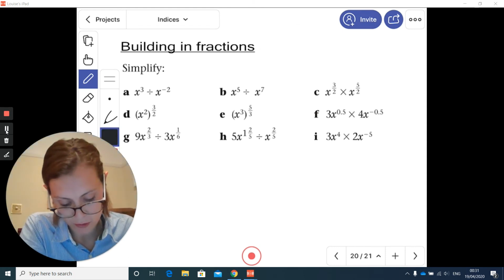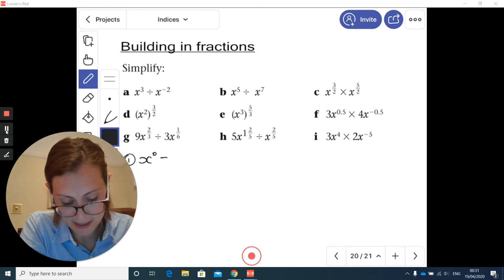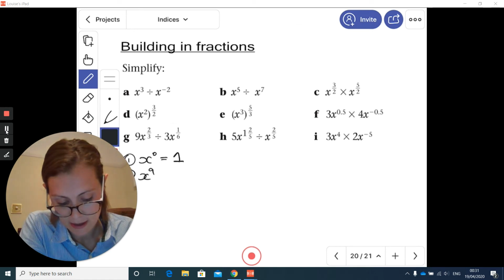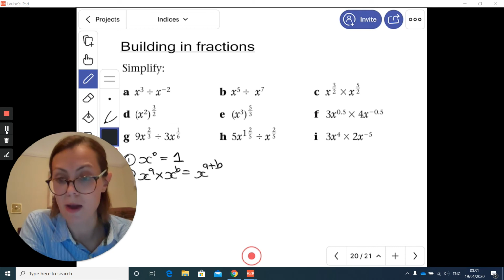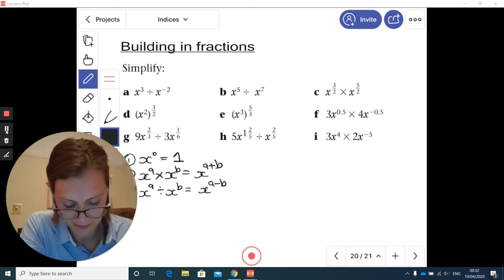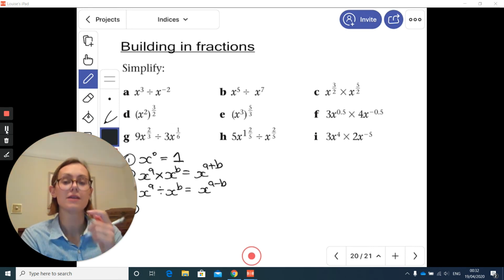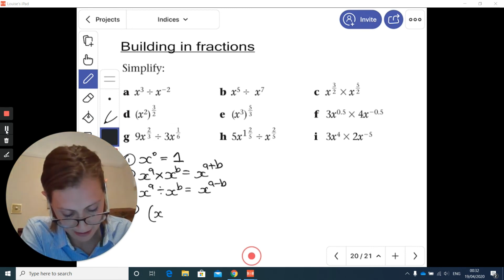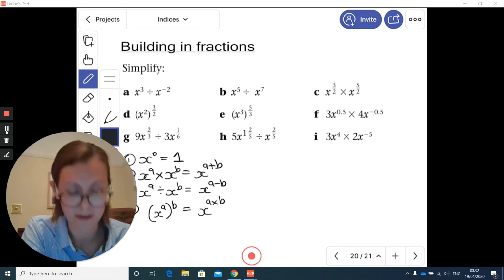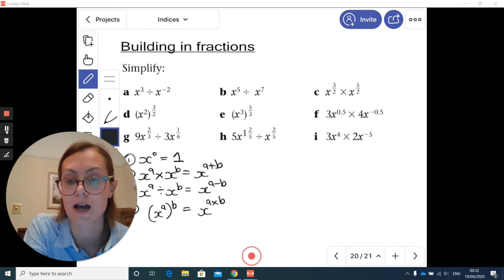So if we did a quick summary of our rules, first one is, remember, x to the power 0 is always 1. Second rule, if you are timesing the same base, you add the powers. Third rule, if you are dividing, you subtract the powers. And fourth rule we just touched upon is the bracket rule. Anything inside and outside the bracket gets multiplied. So there, that would be A times B.